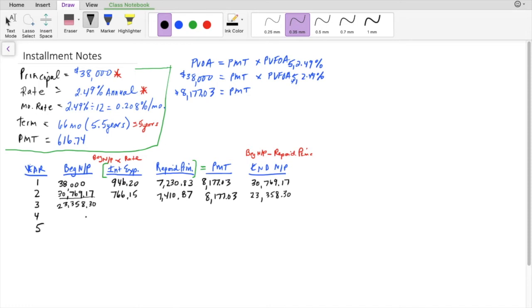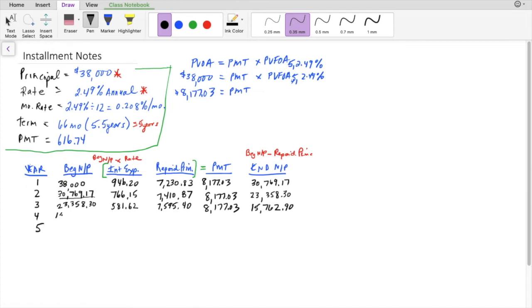$23,358.30. My interest expense on that amount that's remaining is $581.62. The rest of the payment, $7,595.40, is a repayment of the amount I owe. By the time I'm done with year 3, I've paid off enough that I am down to $15,762.90.